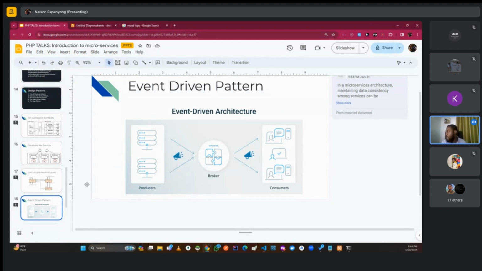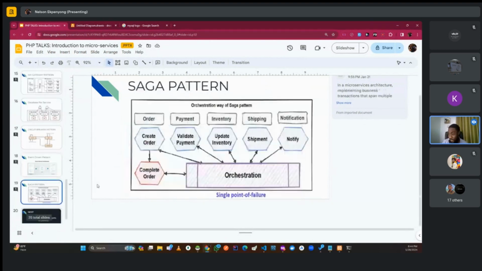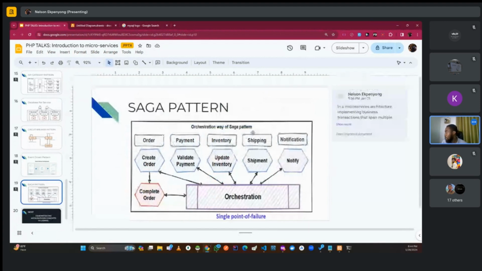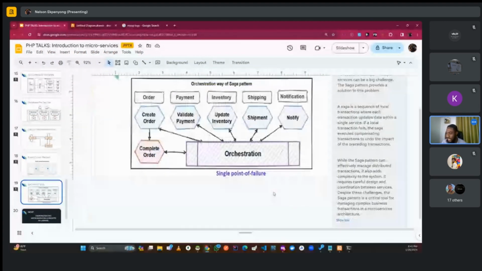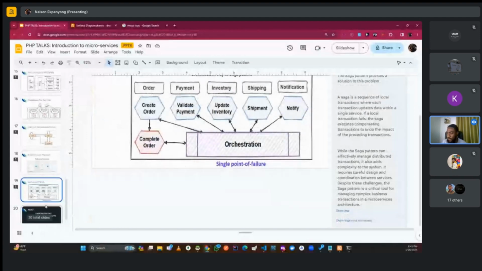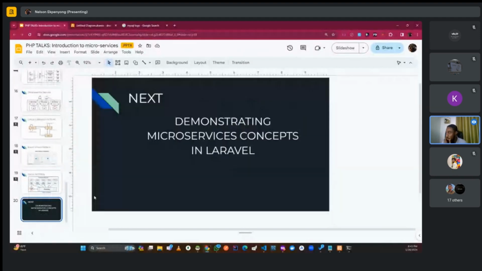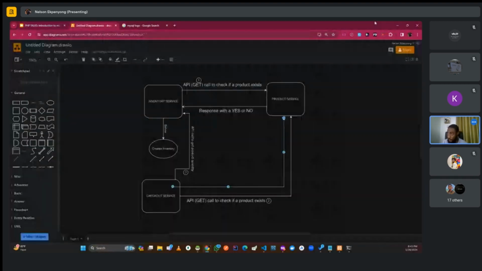I'm going to share the slides. Let's move forward. We have so much to cover. Saga pattern. Okay, so I'm going to share the slides so that we can go through it. Okay, so let's demonstrate concepts in Laravel. You guys are going to love this. All right.